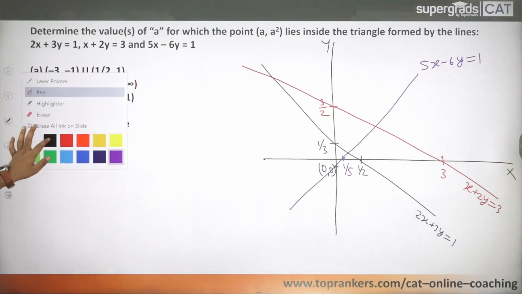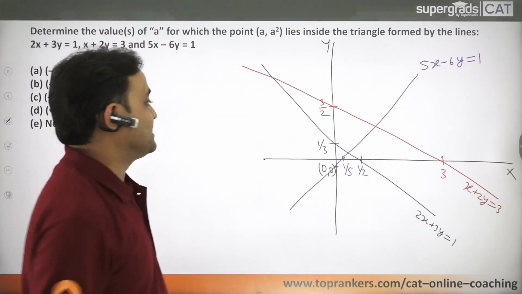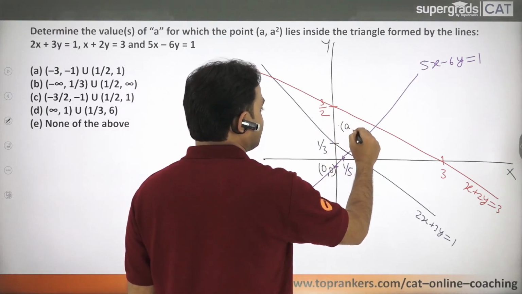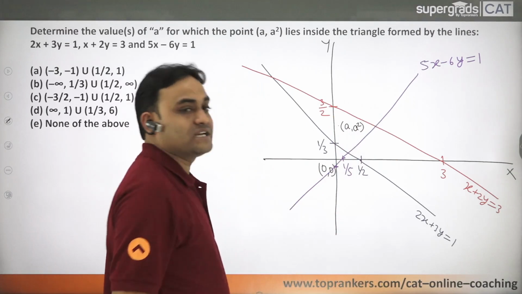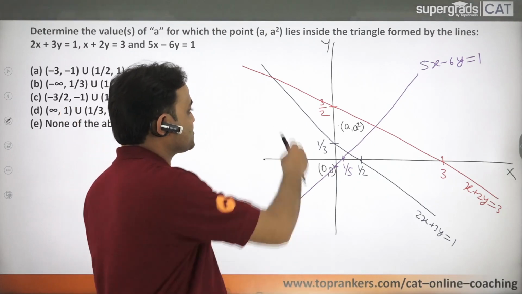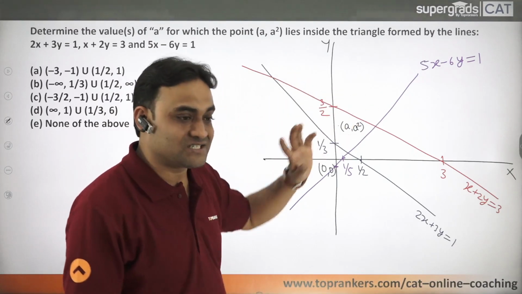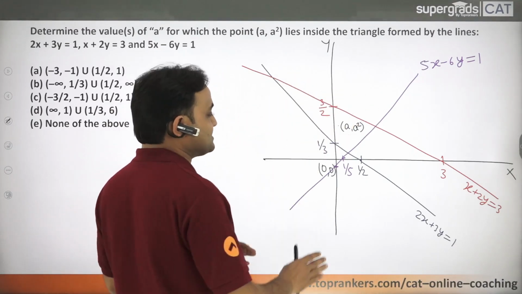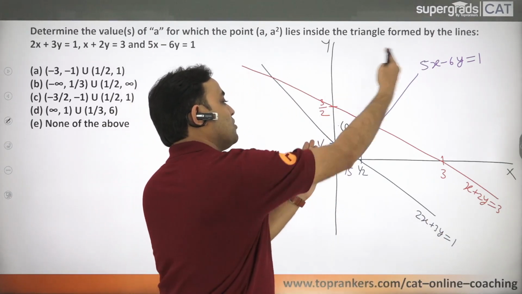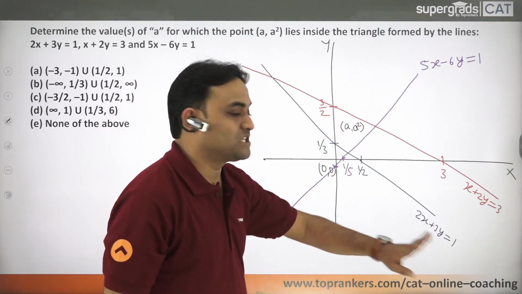Now the question says to determine the values of a for which the point lies inside this triangle. So we can say this point is somewhere here. The x coordinate is a and the y coordinate is a square. How do we find this? You can see the triangle made by these three lines, and the point should come inside this triangle. So if we consider the first line 2x plus 3y is equal to 1, this point must be on this side of 2x plus 3y is equal to 1.